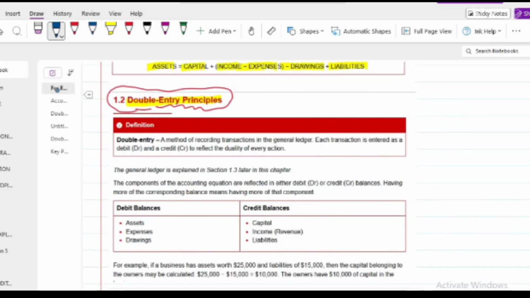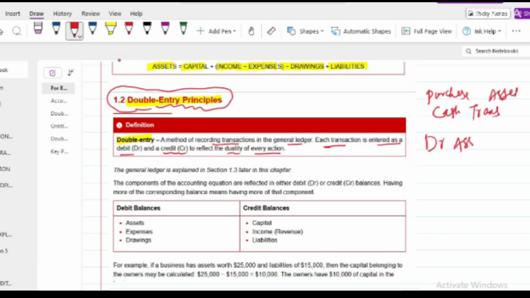Here we have to study the actual material provided by ACCA. Double entry is a method of recording transactions in the journal and ledger. Each transaction is entered as a debit or a credit to reflect the duality of every action. Let's say you are purchasing an asset, and this is a cash transaction. You will debit the asset, which may be property, plant, and equipment, and the credit will be cash.